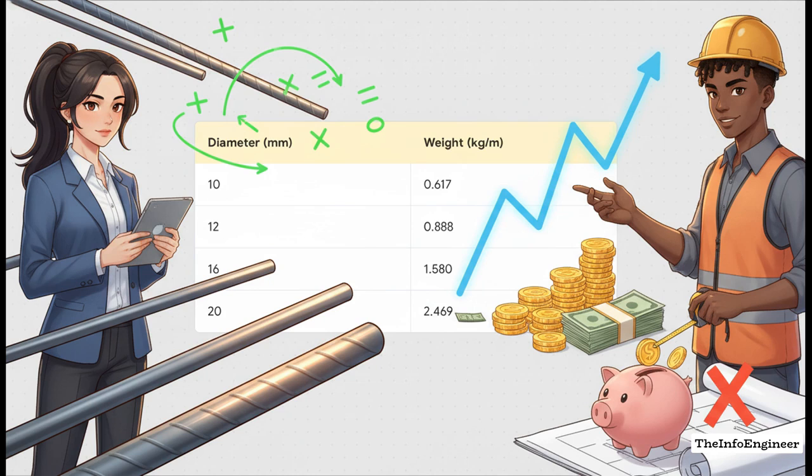So how does this actually play out in practice? Well, if we plug 1 meter lengths into the formula, we get standard unit weights. Take a 20 millimeter bar, for instance. The math tells us it weighs 2.469 kilograms per meter, meaning a 1,000 meter run of 20 millimeter bar will hit your budget for exactly 2,469 kilograms. No more, no less. If your length calculations are even slightly off, this multiplier is going to punish your budget instantly.